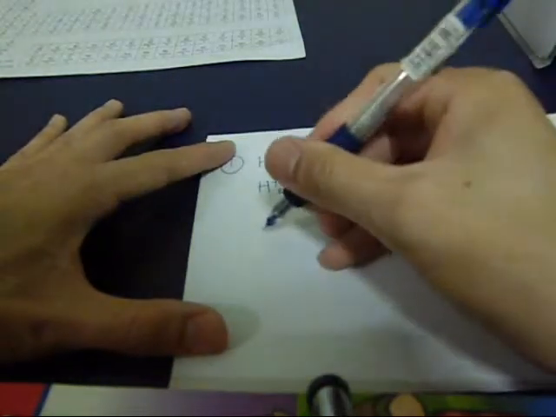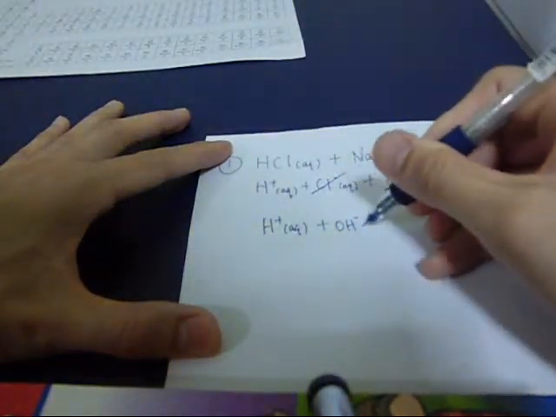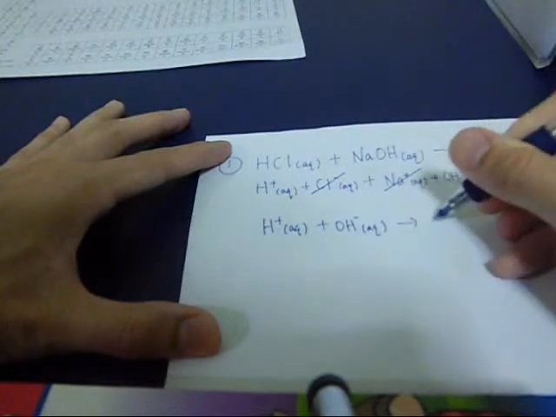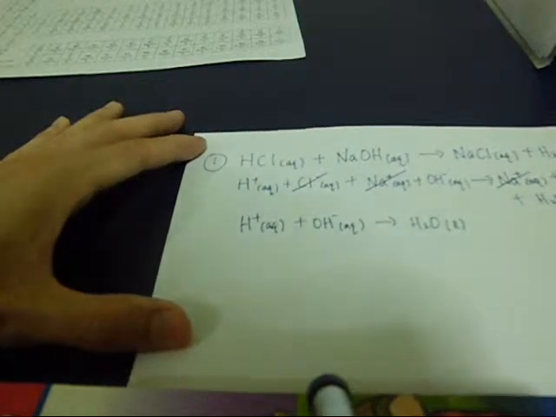After that, you rewrite the ionic equation. And this will be your ionic equation. H+ plus OH- gives you H2O.